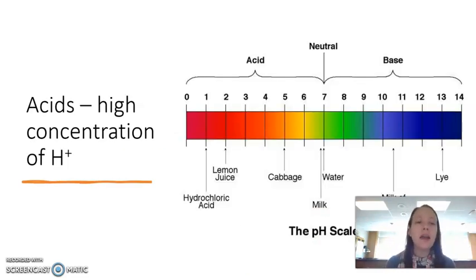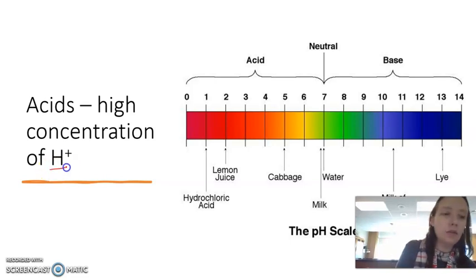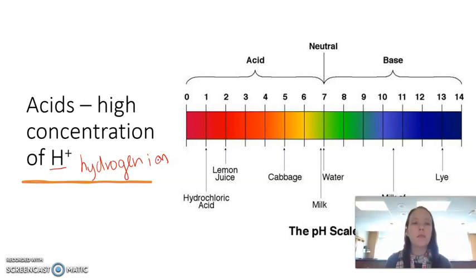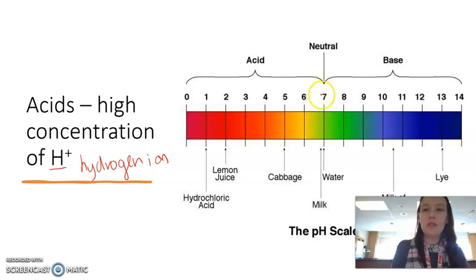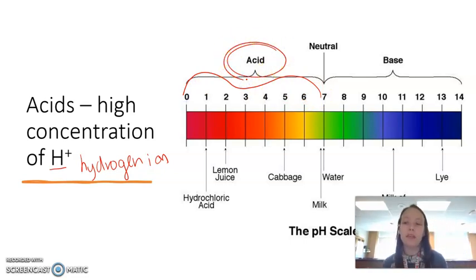So acids are going to be those solutions that have a really high concentration of hydrogen ions. Remember, H+ is a hydrogen ion. So they have a really high concentration of hydrogen ions, but they're going to have lower numbers on the pH scale. So if we look over here, everything that's below a 7 on the pH scale would be acidic.